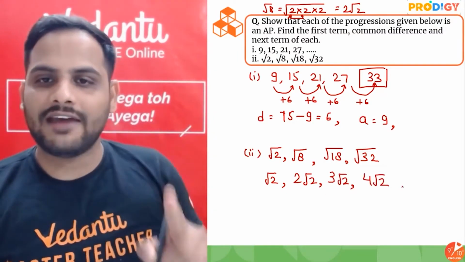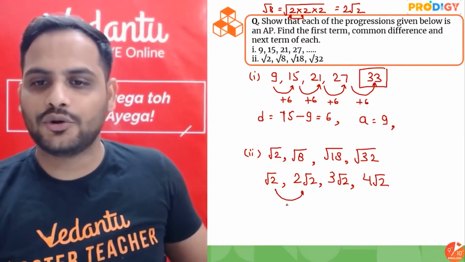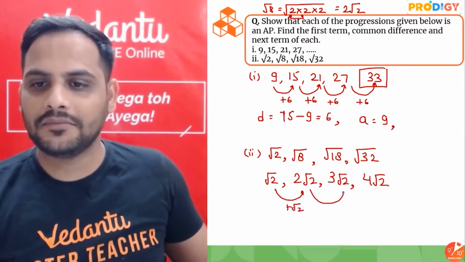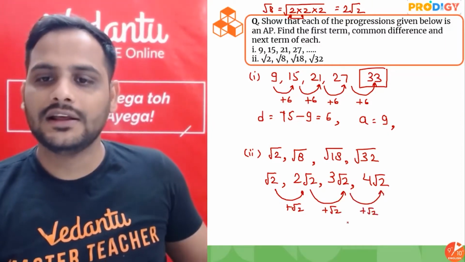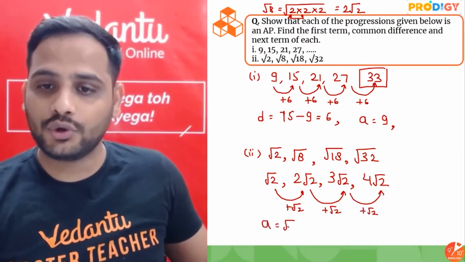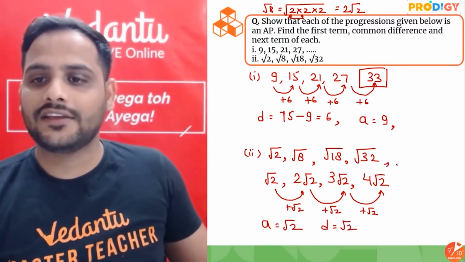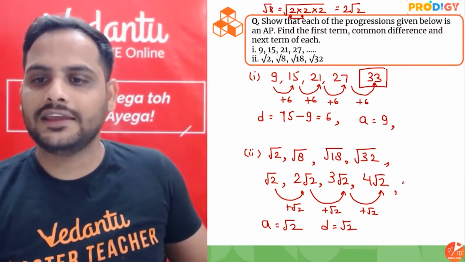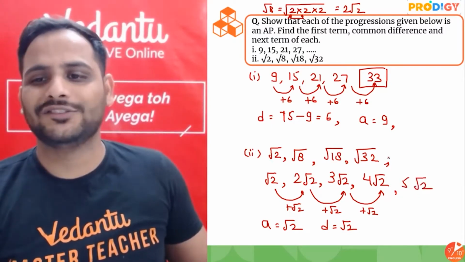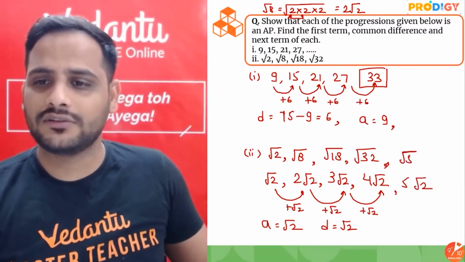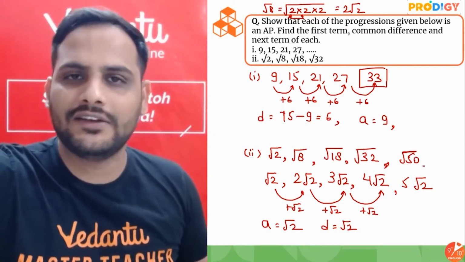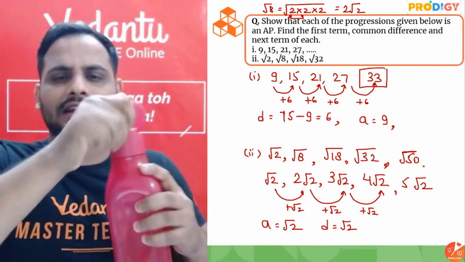Now you can see everywhere I am adding root 2. Yes or no? Every time I am adding root 2. So I can say, sir, my first term is root 2, my common difference is also root 2 only, and the next term will be 5 root 2. And if you want to write it in root form, it will be root 50, because 5 taken inside becomes 25, and 25 times 2 is 50. Right?